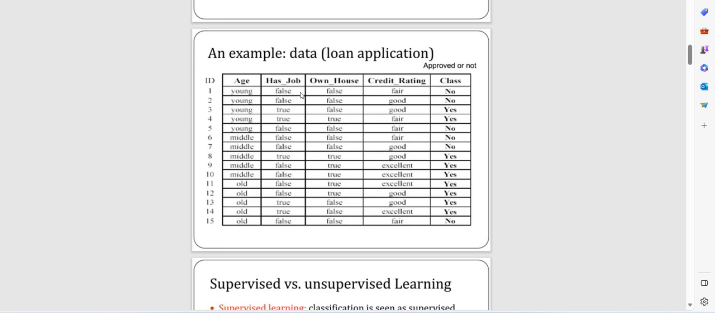Here in this example, there are two classes, yes and no. It means approved or not approved. And these are the features: age, has job, own house, and credit rating. According to these features, you can predict whether a person should be approved for the loan or not approved for the loan. So this is the basic example of how machine learning actually works. It will extract the features from these four columns, and then it will predict the class according to those specific features.